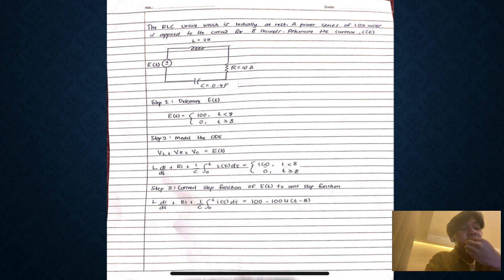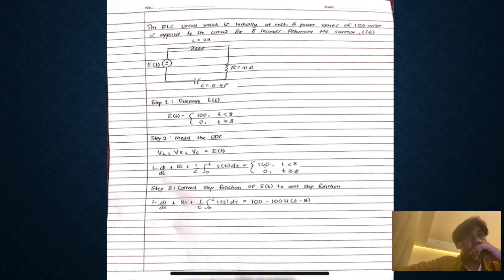I'll be presenting the manual calculation for our circuit. Here we have the question: the RLC circuit is initially at rest. It has a power supply of 100 units and it is applied to the circuit for 8 seconds. For this question, we have to determine the current, which is I(t). For the first step, we have to determine E(t). We have to get the power supply, and then we get the t for which it is applied to the circuit, which is 8 seconds. Then for the second step, we have to model the ODE.